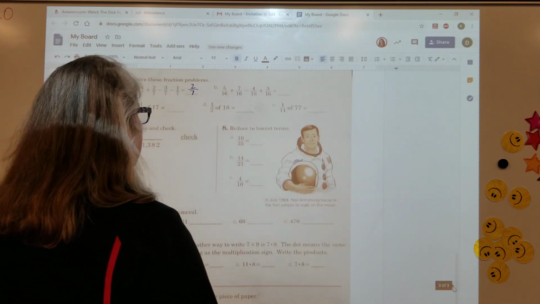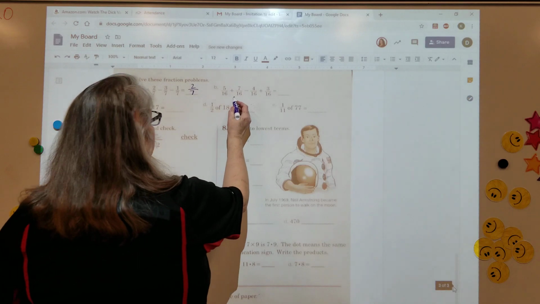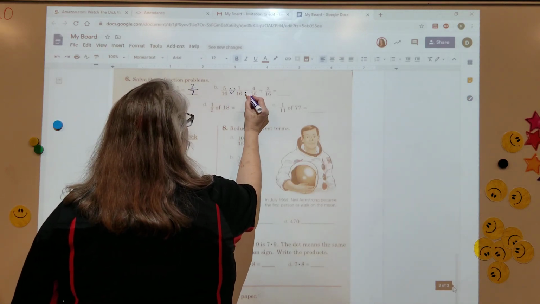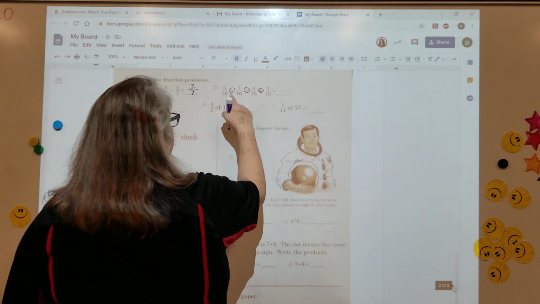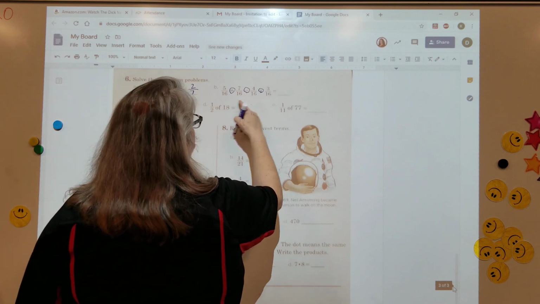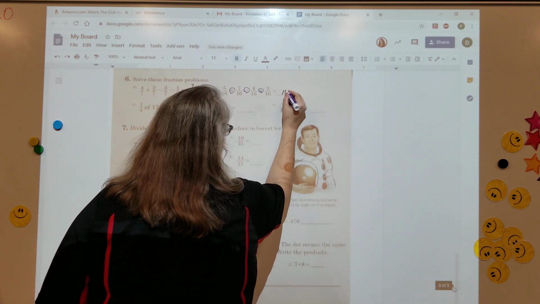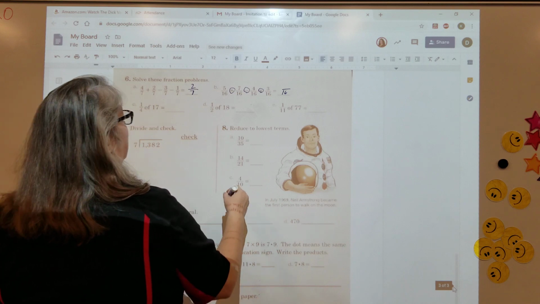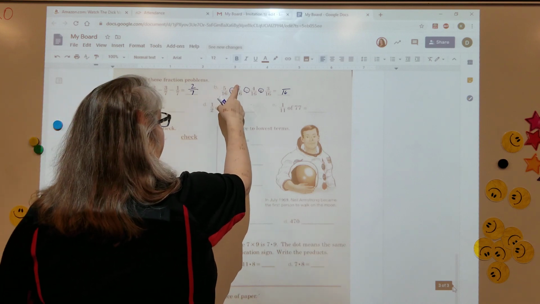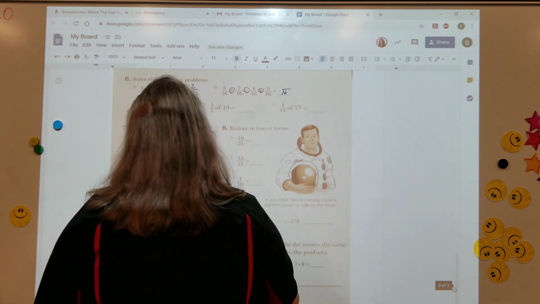On all of these, pause it first. Now look at this. You have to watch the sign. That's where it's tricky, Ricky. This one's plus, this is minus, this is plus. But you know because all those are 16ths that your denominator is a 16th. So really you're saying 5 plus 7 minus 4 plus 3.